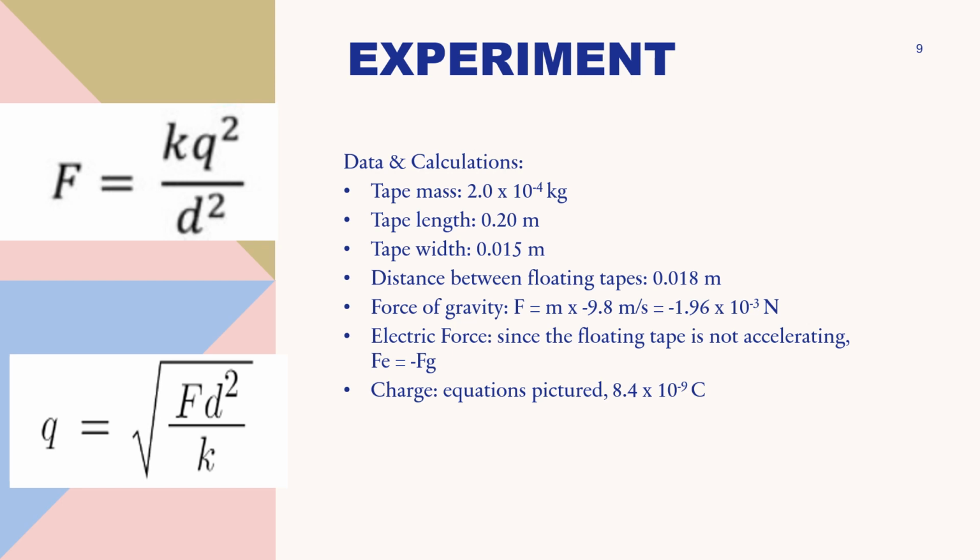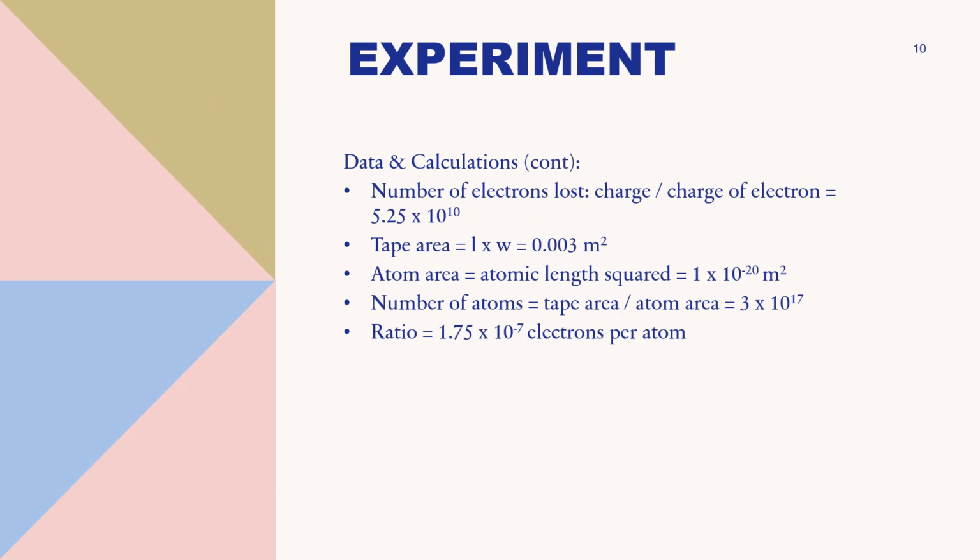And lastly, charge was derived from Coulomb's law, pictured on the bottom left, and was calculated to be 8.4 times 10 to the negative 9th coulombs. Electrons lost was calculated by dividing the charge of the tape by the charge of a single electron, meaning it lost around 5.25 times 10 to the 10th electrons.